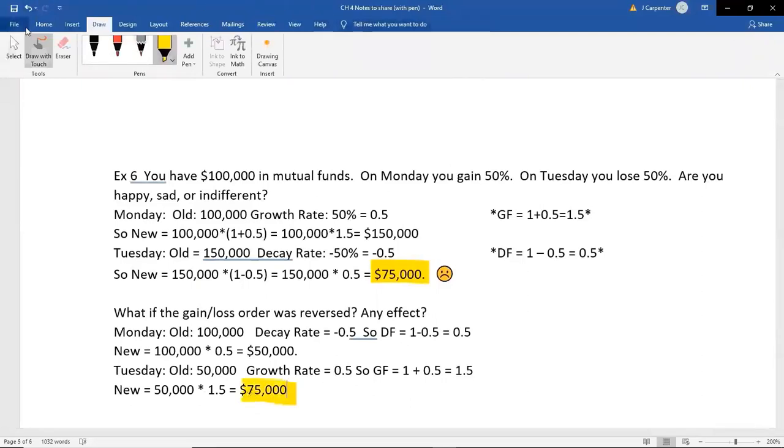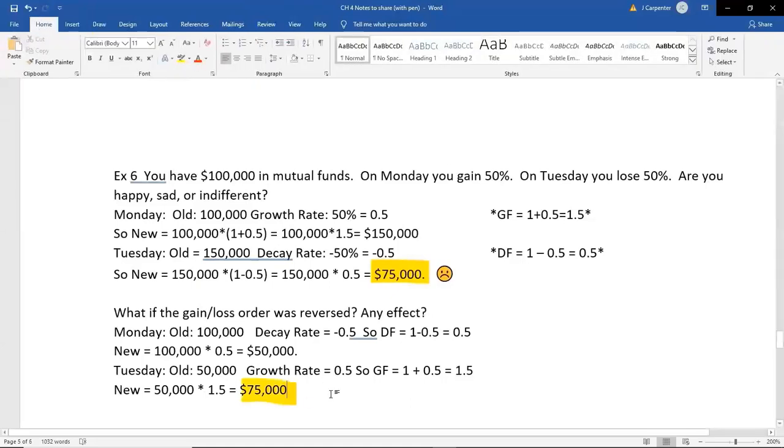Okay, is that amazing? What's your opinion, all that jazz from before? Are you happy, sad, or indifferent? Well, I'm a little happy if you just think about Monday to Tuesday because we went from 50 grand to 75 grand. But ultimately, I am still sad. I am equally as sad as the original scenario, in fact, because ultimately I've gone from 100 to 75. But I still didn't pull my money out on Monday, and I'm happy for that because at least I didn't lose 50 grand. I've only lost 25 grand.